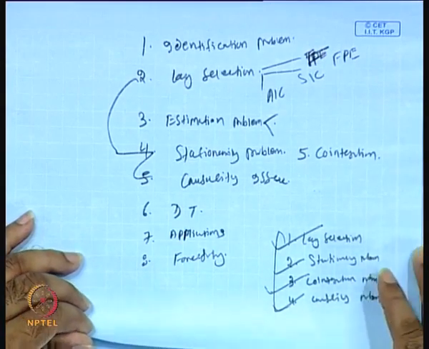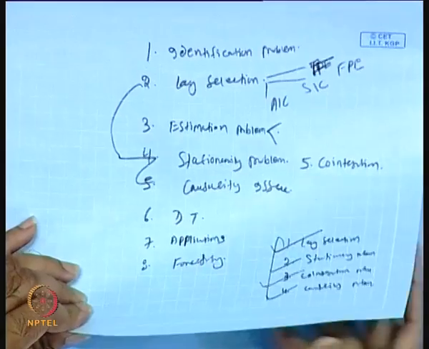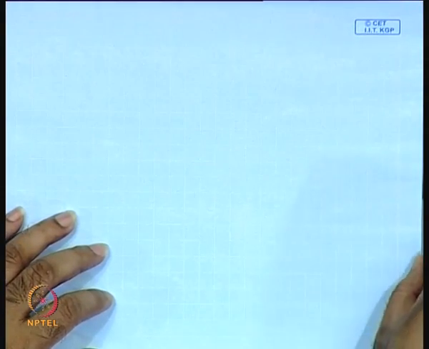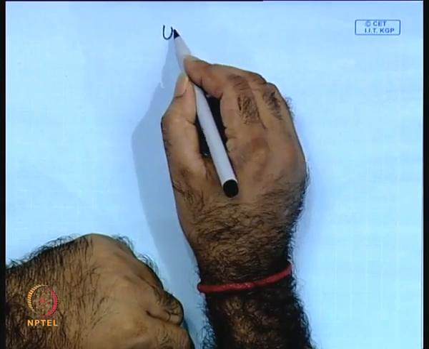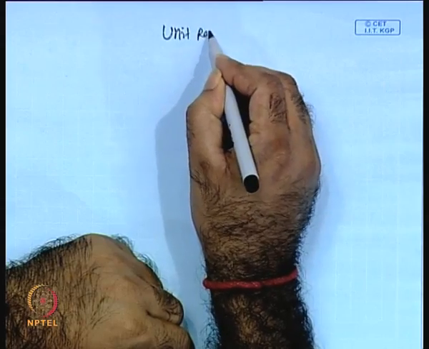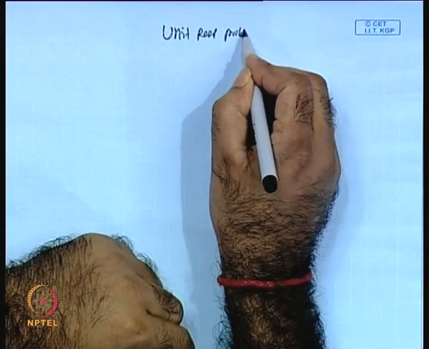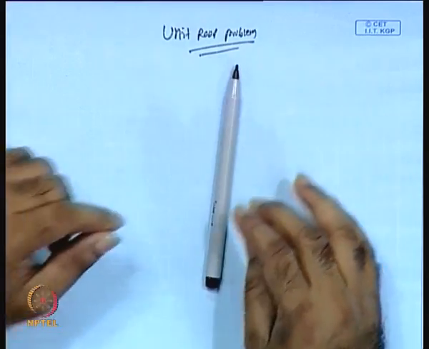So we start with the first, the stationarity issue. First of all, what is stationarity? Stationarity is otherwise called the unit root problem. Stationary has a theoretical meaning and also a statistical meaning. This term is very valid and applicable in the case of time series setting only.